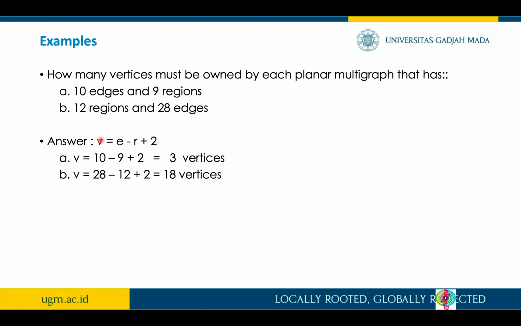Just use this formula, so we will be able to determine the number of vertices. We have 10 edges, then 9 regions. So 10 minus 9 plus 2 is 3. So we have just 3 vertices for the first planar multigraph. And for the second one, 28 edges and 12 regions, so the number of vertices is 18.